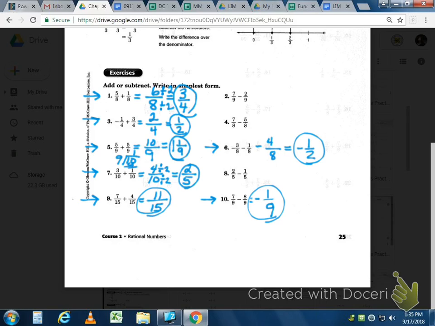Okay, so watch your signs, and especially watch when they change the sign on you, and make sure you're doing gains and losses. If they give you double signs, make sure you change it to one sign and then go from there. Are there any questions? Everybody good?